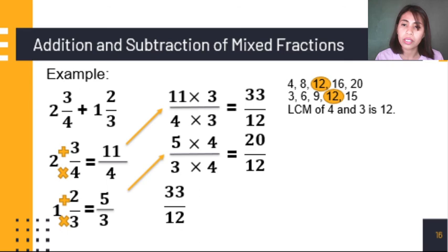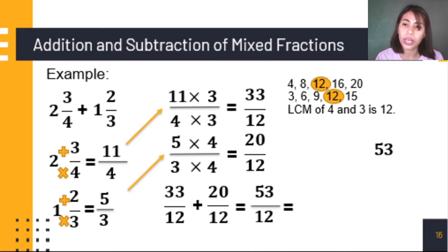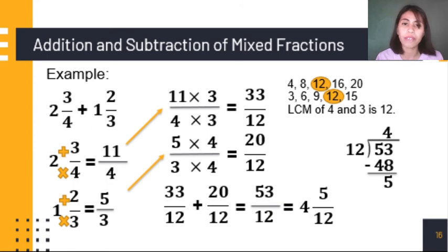Then copy 33 over 12 plus 20 over 12 is equal to 53 over 12, or 53 divided by 12, we have 4. 4 times 12, we have 48. Then 53 minus 48, we have 5. So our final answer is 4 and 5 over 12.